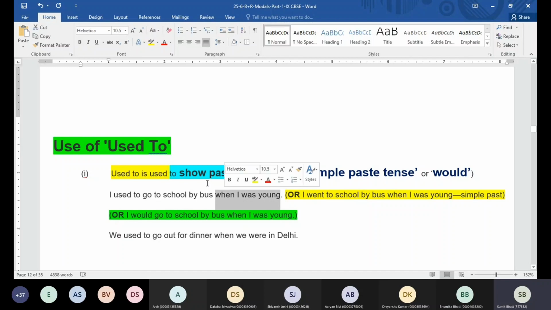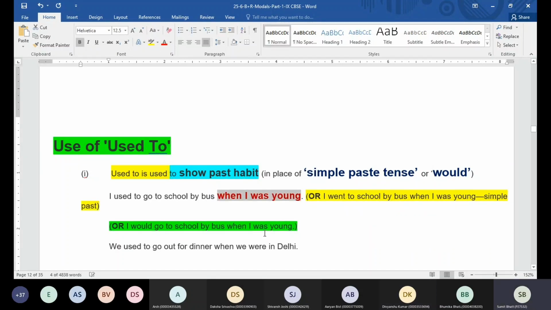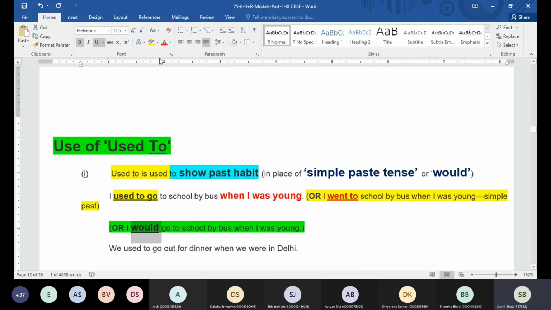So what are we referring to here? When I was young, and this was a routine of the person. I used to go to school by bus. Or we can say I went to school by bus when I was young. Again, we are using simple past tense in this case. Here we are using used to, and here we are using went. And here again we can make the same sentence. I can say I would go to school by bus when I was young. So it is up to us whether we use used to, simple past tense, or the word would when we are referring to the past habit of a person.